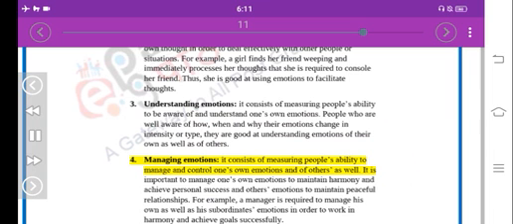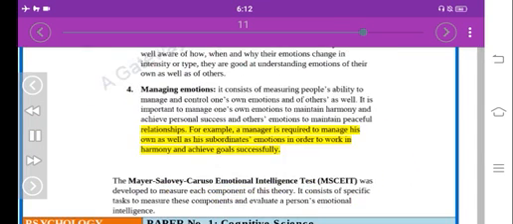4. Managing emotions. It consists of measuring people's ability to manage and control one's own emotions and of others as well. It is important to manage one's own emotions to maintain harmony and achieve personal success and others' emotions to maintain peaceful relationships. For example, a manager is required to manage his own as well as his subordinates' emotions in order to work in harmony and achieve goals successfully.